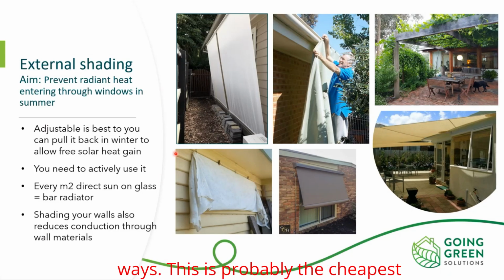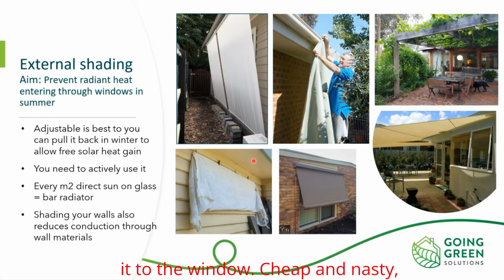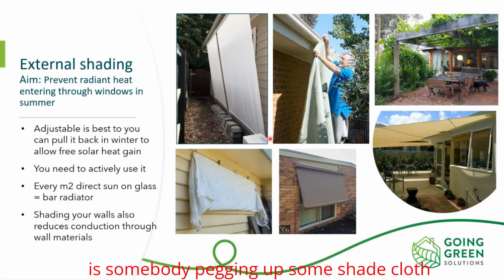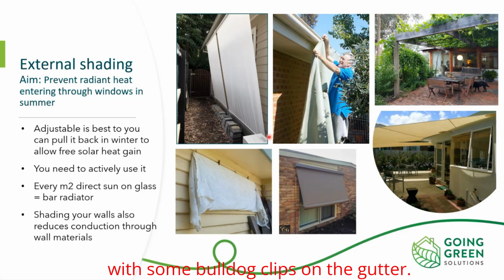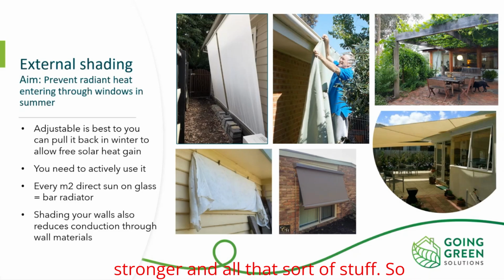This is probably the cheapest option, just getting a sheet and pegging it to the window. Cheap and nasty, but it will work. This one's actually also made from a sheet. This is somebody pegging up some shade cloth with some bulldog clips on the gutter. This, of course, is an awning everyone will have seen, and you can get all sorts of fancy awnings that are remote controlled and retract when the wind gets stronger and all of that sort of stuff. So you can go from super cheap and easy to whatever cost you want. It's just a matter of aesthetics, but they're all actually doing the same job.